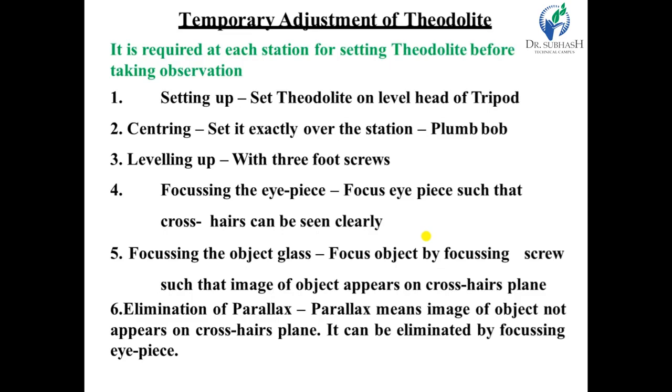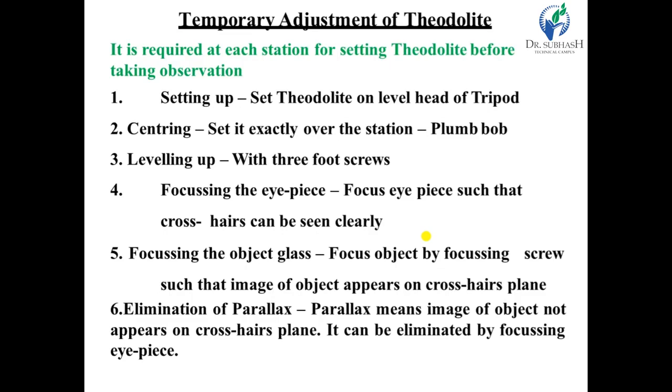After that, leveling. For leveling, we adjust the level by using the tripod legs, and after that we level the theodolite properly using the three foot screws. Focusing the eyepiece: focus the eyepiece so that the cross hairs can be seen clearly. Focusing the object glass: focus the object by the focusing screw, so that we can sight the object clearly and bisect it properly.